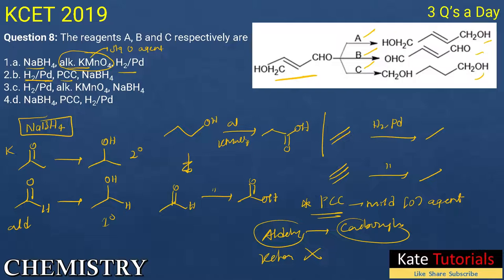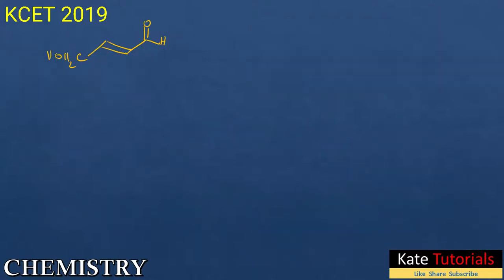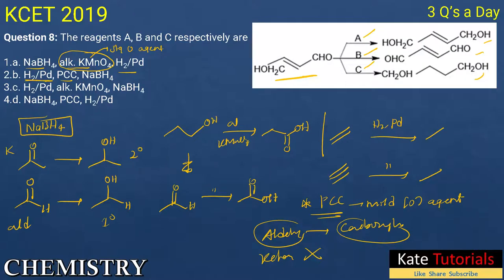So here the given thing is CH2OH, and a double bond is there, and here they have aldehyde CHO. Let me write it here only so that it will be visible for me here. So I will remove it all.